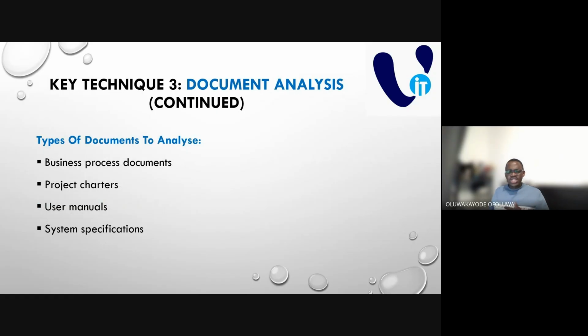Types of documents to analyze. One, your business process documents. Two, project charters. Three, user manuals. Four, system specifications. These are documents we can use in getting our business rules, our process flows, and our requirements. Very important.